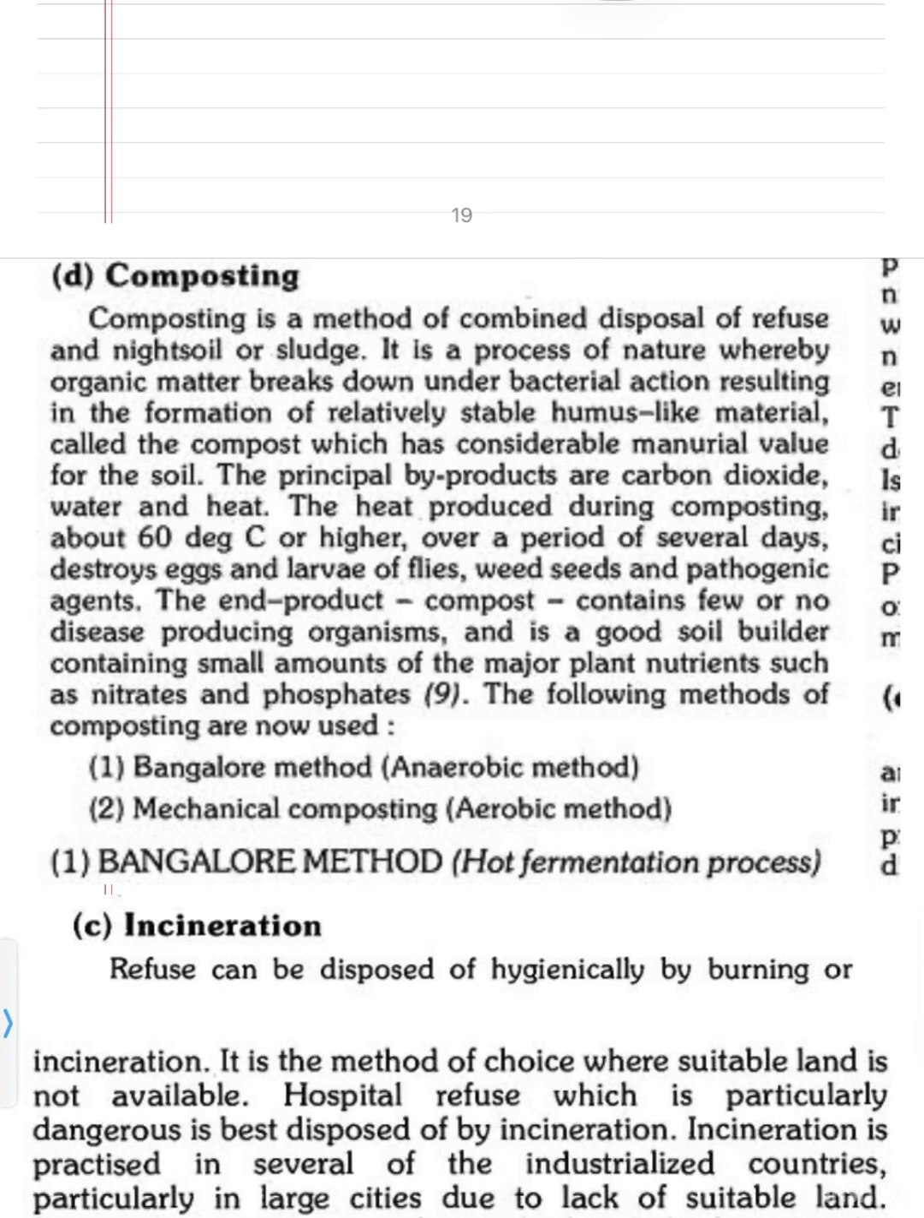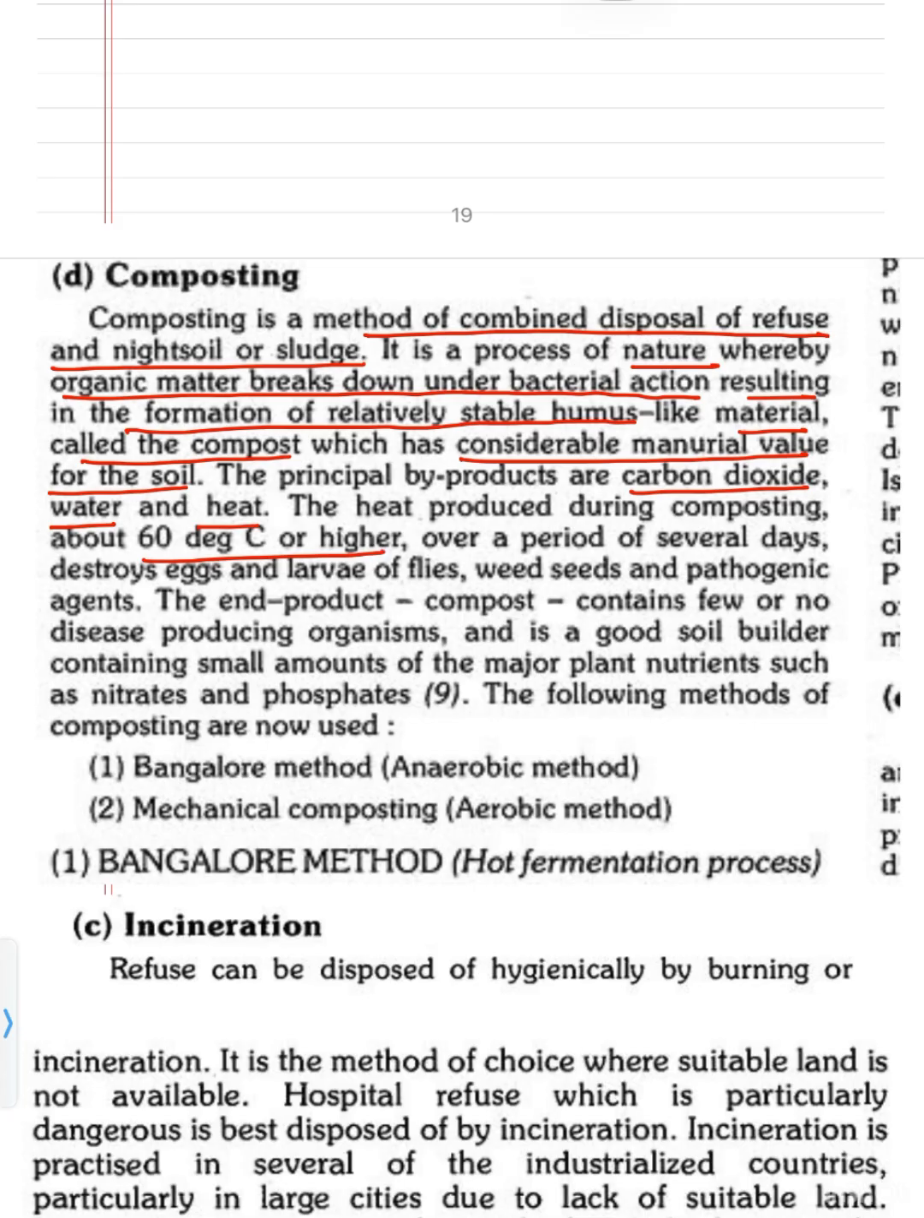Composting is a method of combined disposal of refuse and night soil or sludge. In this process of nature, organic matter breaks down under bacterial action, resulting in the formation of a relatively stable humus-like material called compost, which has considerable manurial value for the soil. Principal byproducts are CO2, water and heat, and the heat produced during composting is about 60 degrees or more over a period of several days, which destroys eggs and larvae of flies, weed seeds and pathogenic agents.